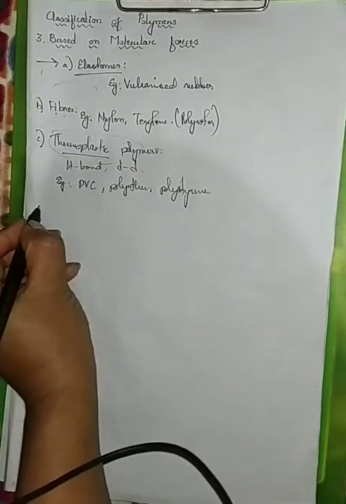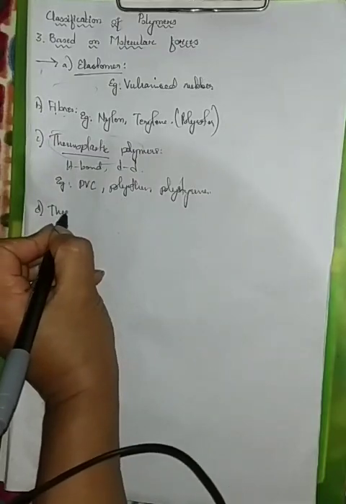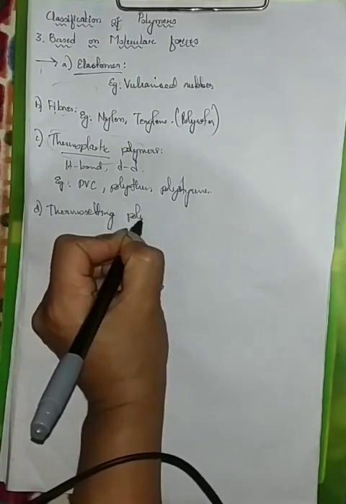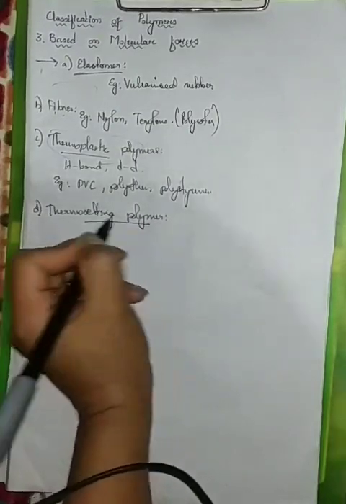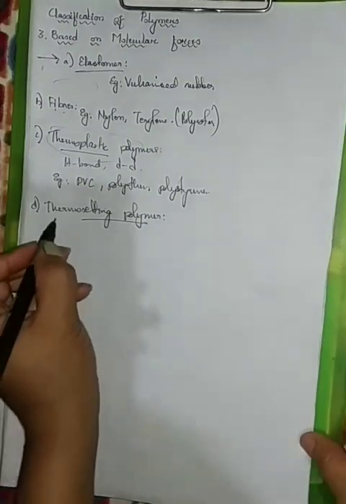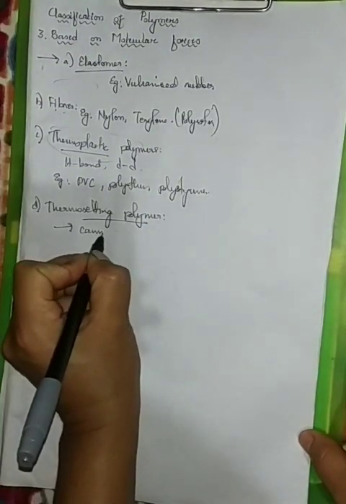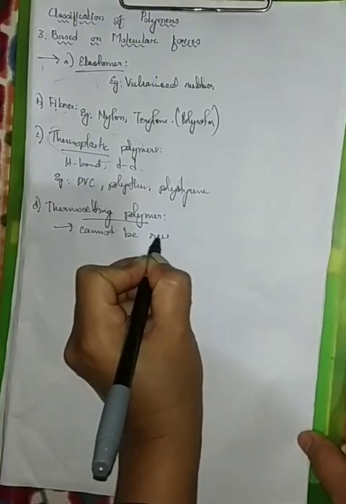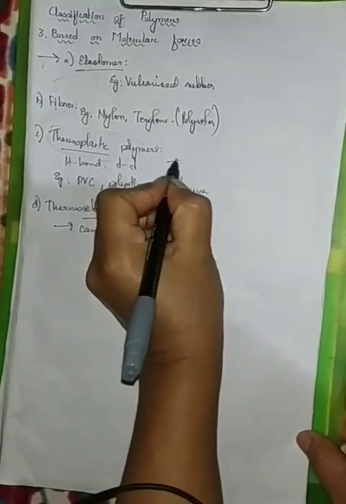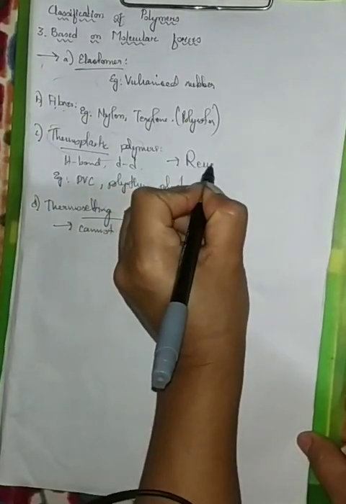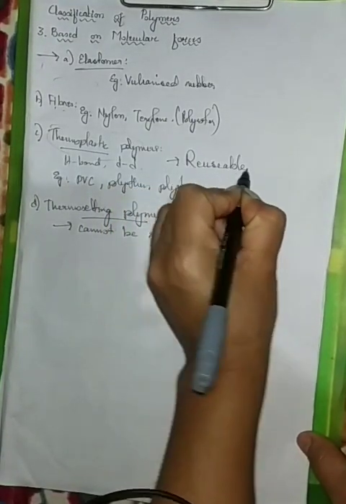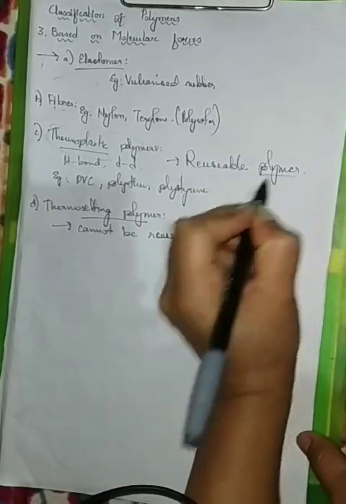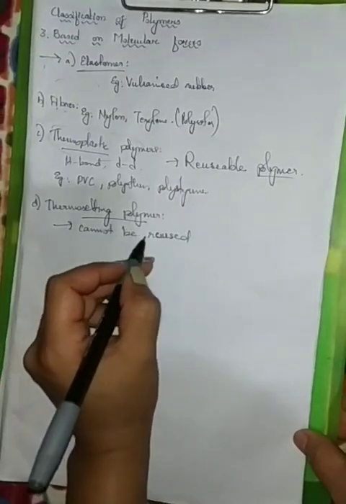Now, the fourth type of polymer is thermosetting polymers. Now, this is a polymer that cannot be reused. Thermoplastics are reusable polymers, whereas thermosetting polymers are not reusable.